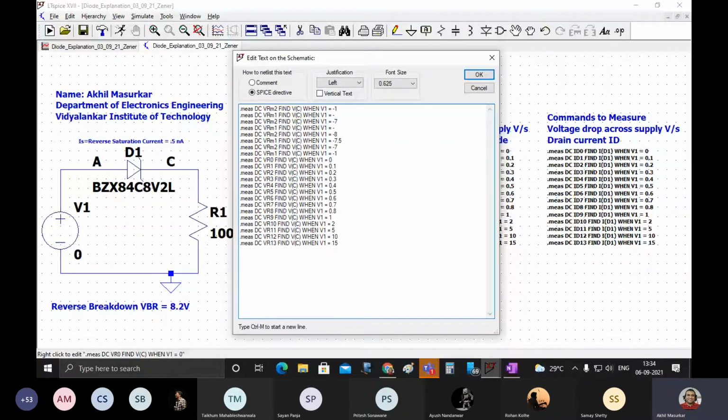So variables also need to change. So here we have VRM1, make this 3, this has 4, this has 5, this has 6. So let's try. Now you can see I have got a big list of dot measure commands.